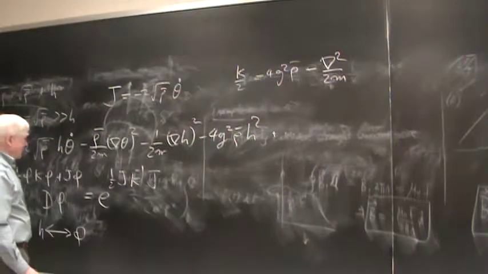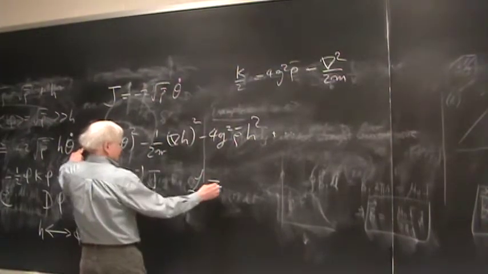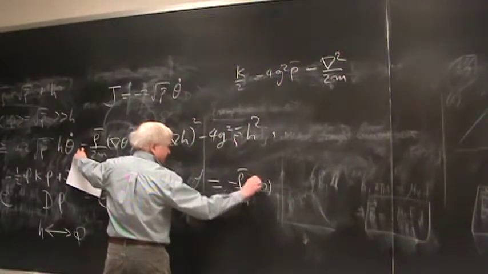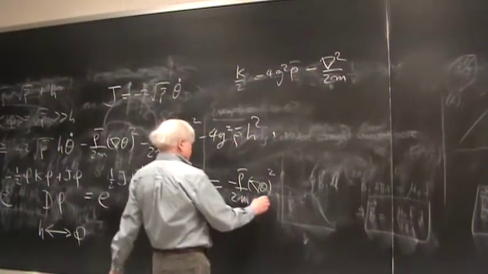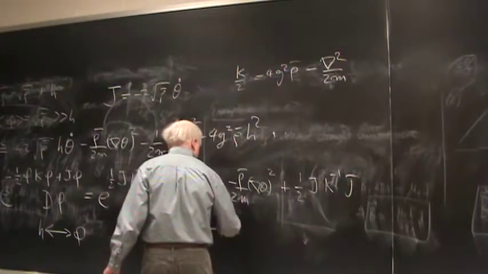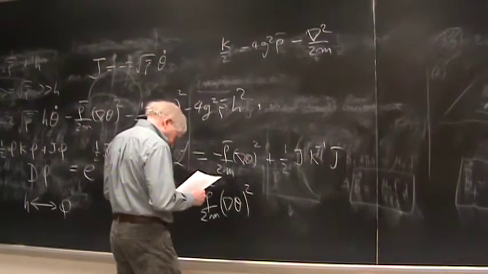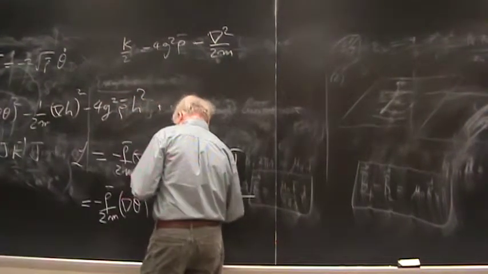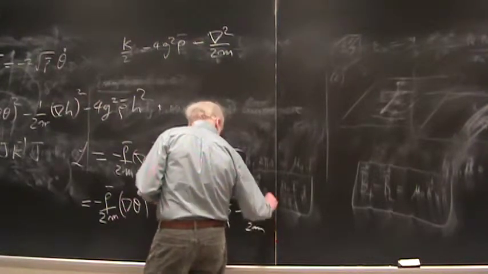All right, so when we integrate out, what we get is that L then is going to be, let me keep this term at least temporarily, minus rho bar over 2m grad theta squared. And then everything else should be plus 1/2 jk inverse j. And that turns out to be minus rho bar over 2m grad theta squared. Now, if we keep everything at the moment, it's rho bar theta dot 1 over 4g squared rho bar minus grad squared over 2m theta.